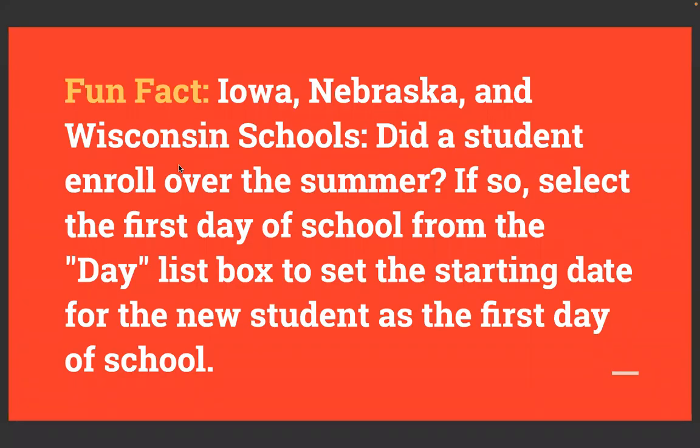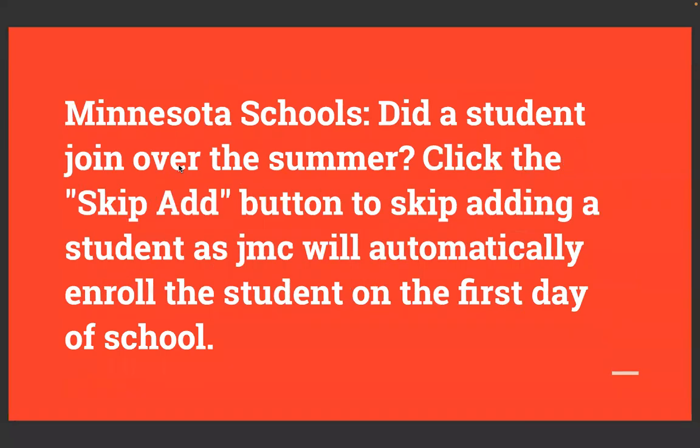Fun fact for Iowa, Nebraska, and Wisconsin schools, if the student enrolled over the summer, you'll select the first day of school from the day list box to set the starting date for the new student as the first day of school. For Minnesota schools, if the student joined over the summer, you'll click the skip add button to skip adding that student, as JMC will automatically enroll the student on the first day of school. So slightly different processes. That's because of some state reporting elements in there. It's a little bit different for Iowa, Nebraska, Wisconsin schools than it is for Minnesota.